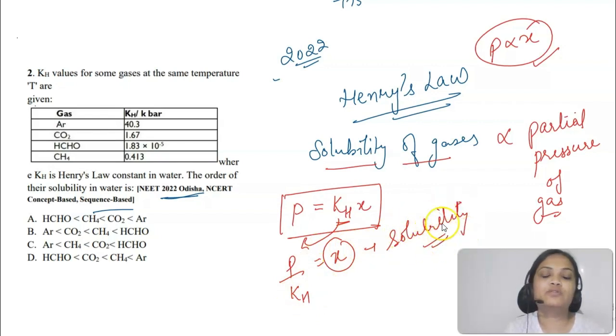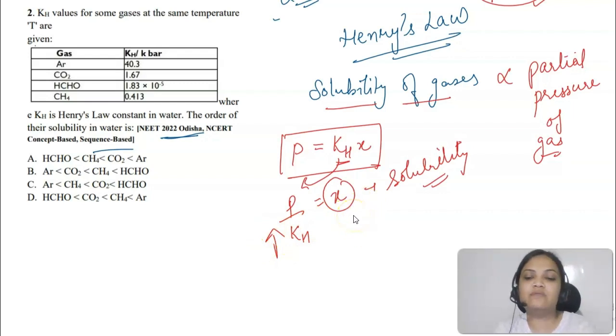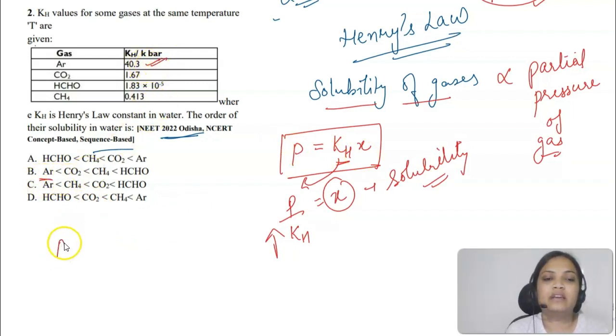So in this case, students, the higher the value of KH, the lower the solubility will be, because a higher value of KH denotes that more partial pressure would be required to dissolve the gas. It means solubility would be less. Here you can see that argon is having the highest value of KH, so its solubility will be the lowest.